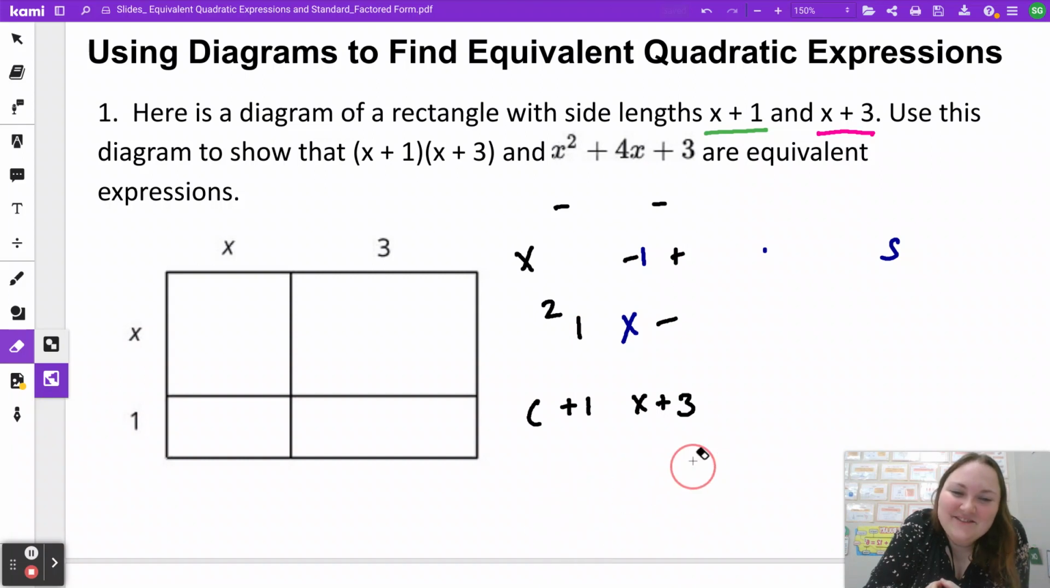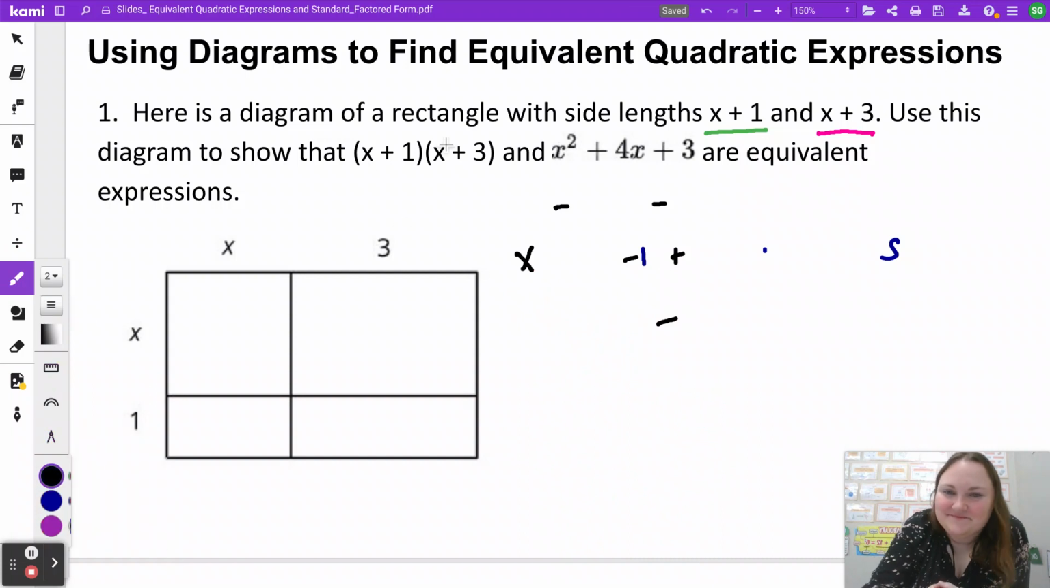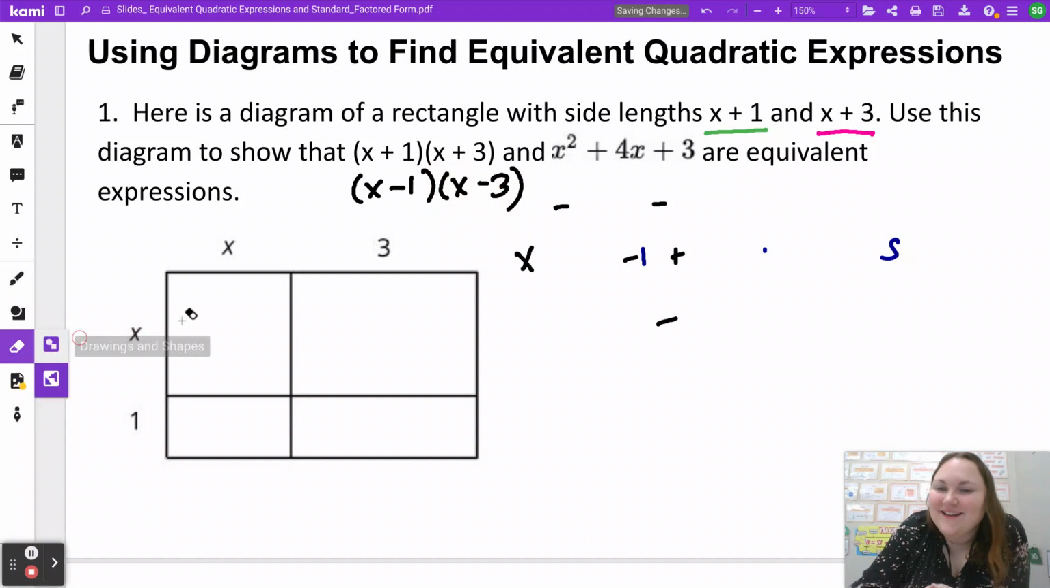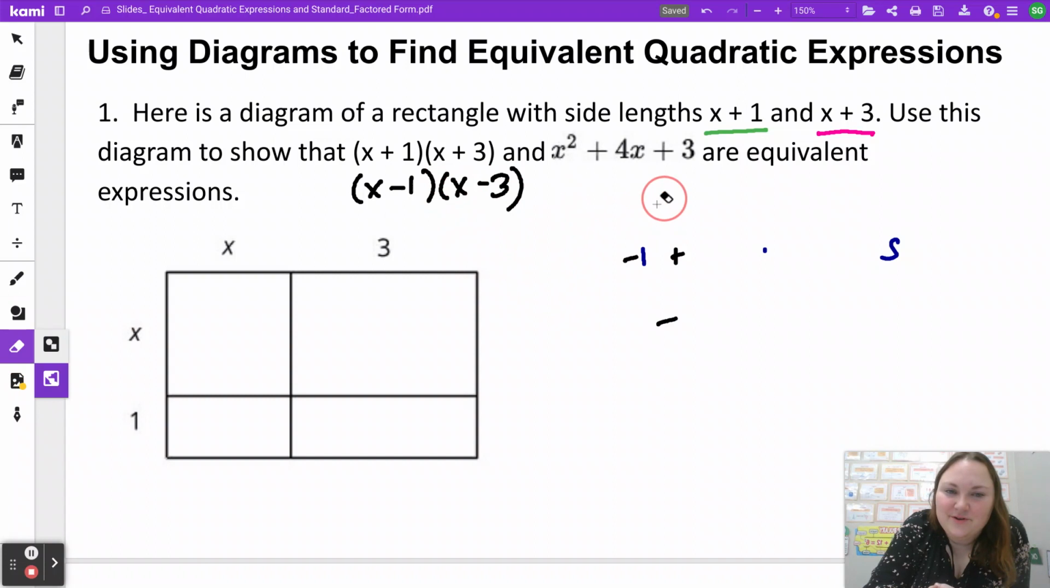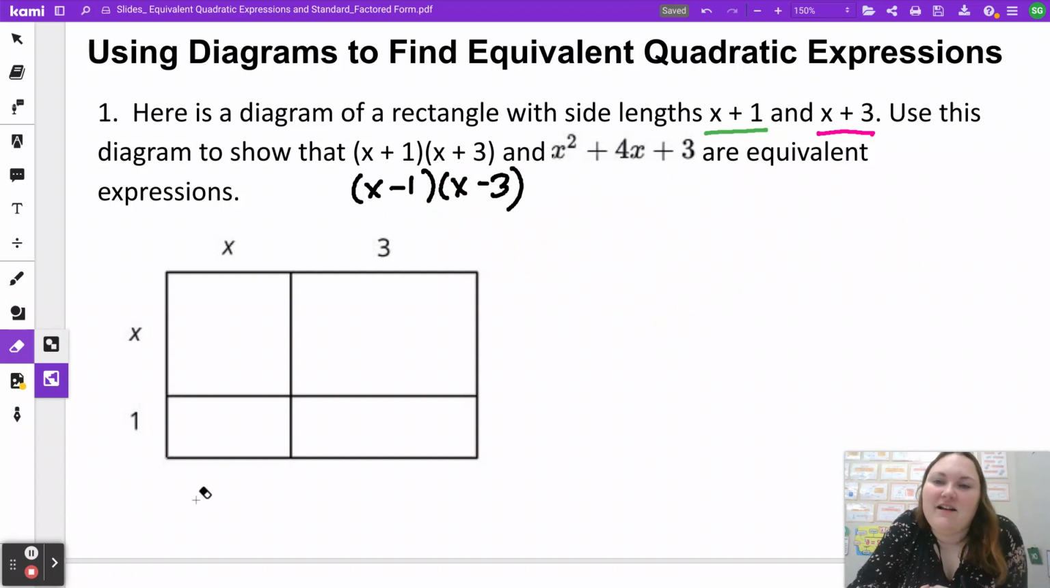I want us to think through how this would change if our problem looked like x minus 1, x minus 3. Go ahead, pause the video now and start thinking through how would the diagram change, how would the answer change, all of that.